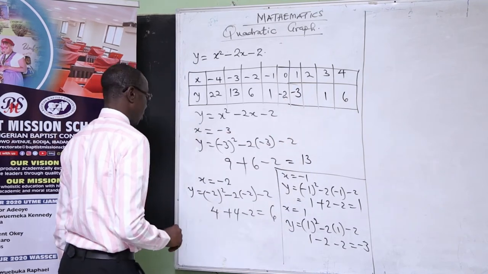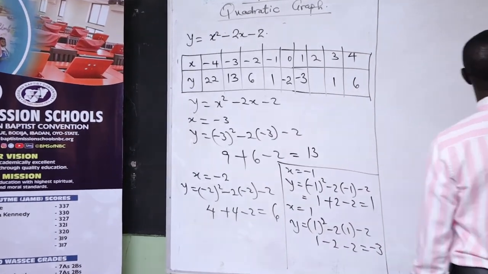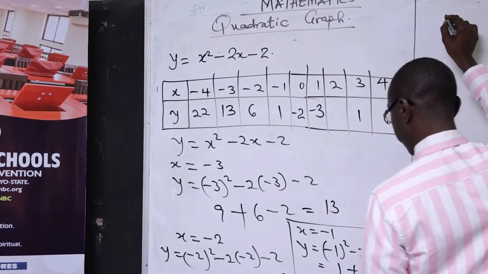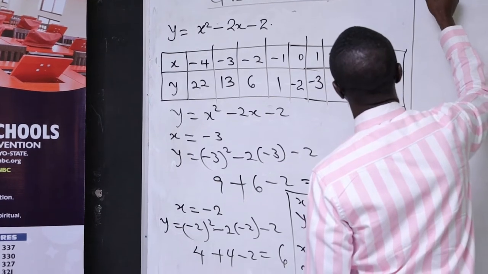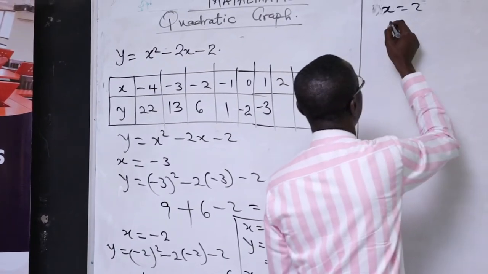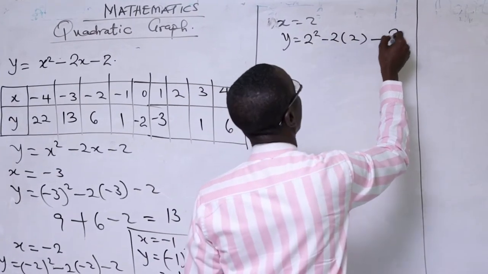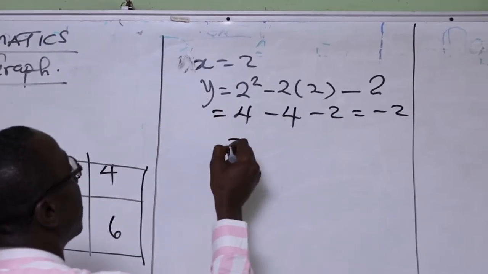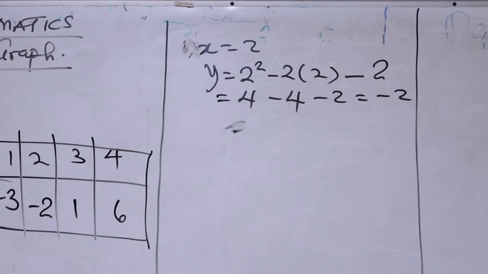And the last one. Where can I manage? Okay, I will rub it off, but I think we need this space also. When x is 2, y should be 2 squared minus 2 into 2 minus 2. Okay, this is 4 minus 4 minus 2, right? So this is minus 2. Our table is done.